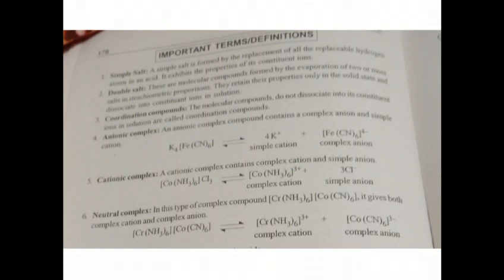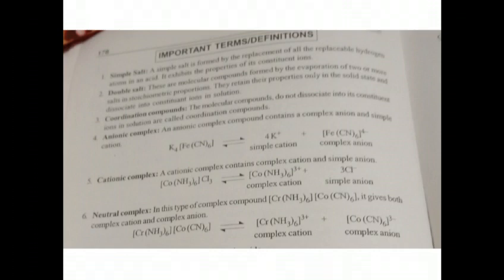Double salt. These are molecular compounds formed by the evaporation of two or more salts in stoichiometric proportions. They retain their properties only in the solid state and they dissociate into constituent ions in solution. Double salt, for example, Mohr's salt, ferrous ammonium sulfate. Coordination compounds: the molecular compounds which do not dissociate into their constituent ions in solution are called coordination compounds.